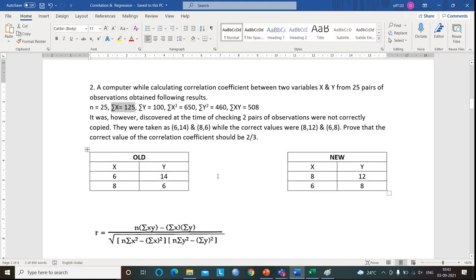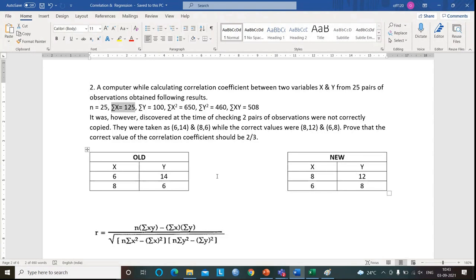What are those answers? Summation x is equal to 125. That means they have added the column of x and got a total of 125. Summation y is equal to 100. Summation x square is equal to 650. That means they have squared each and every variable and then added them. That is called 650.